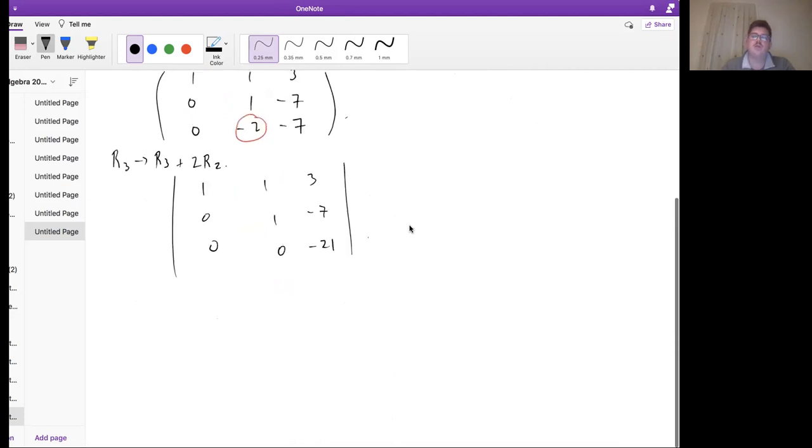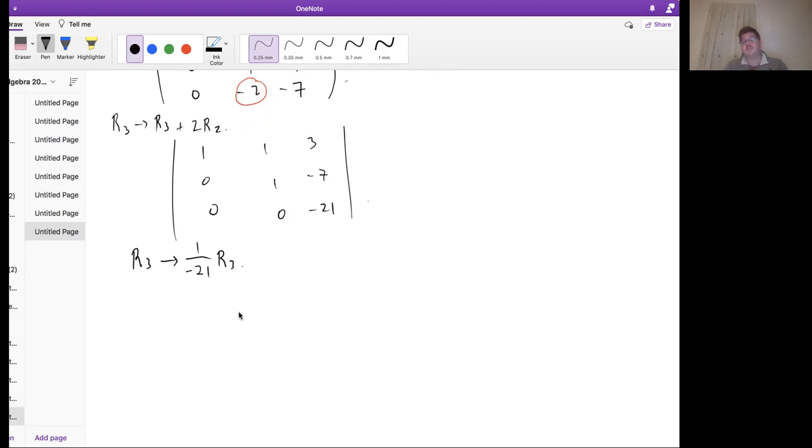While we're here, actually, what type 2 operation would I do to make this easier? What's a very annoying number here? The -21, yeah. What would you do to that row to get rid of the -21? Divide, yeah. So if I do row 3 to 1 over -21 row 3, how does that affect the determinant?